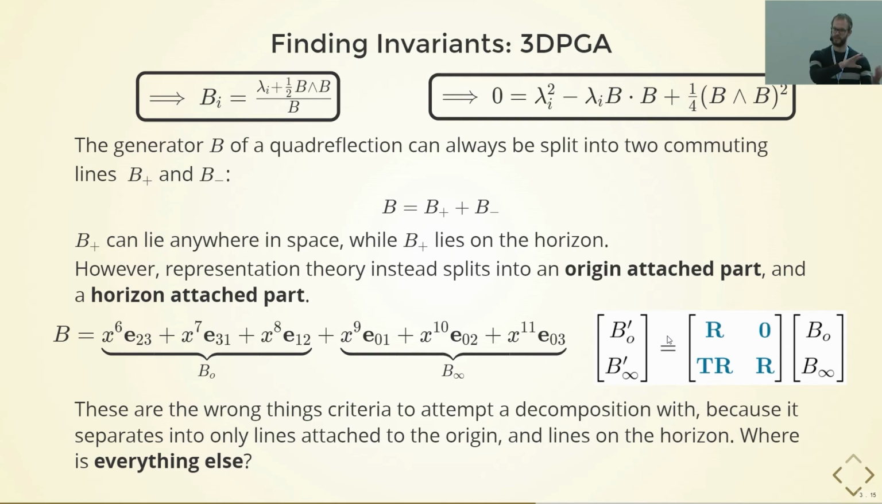And so that is the mistake that's made there, and that is why this matrix cannot be decomposed. Whereas if we take the GA route, we can decompose it and show that the bivector can always be split into 2 lines.